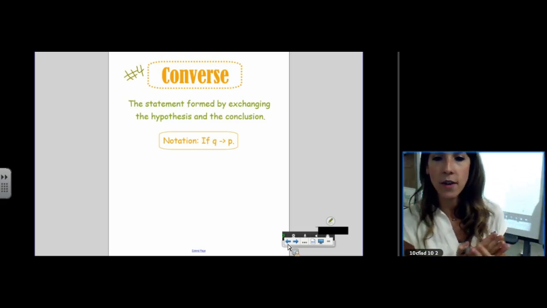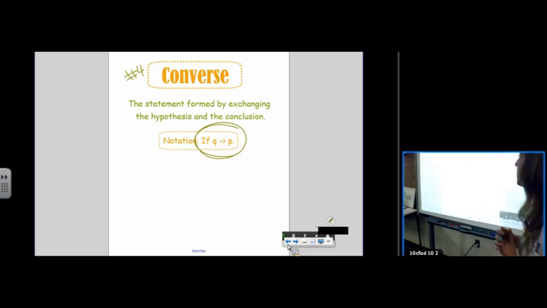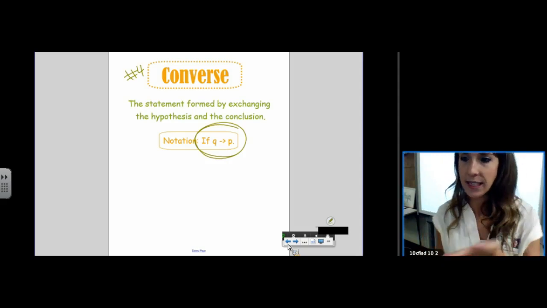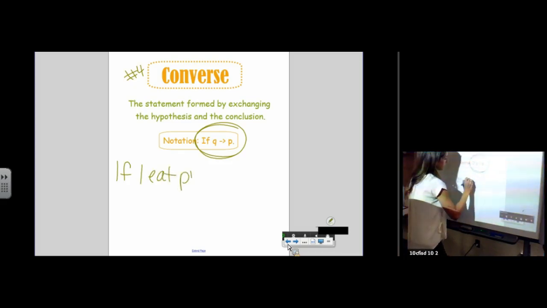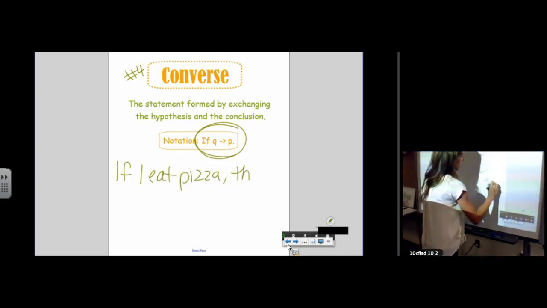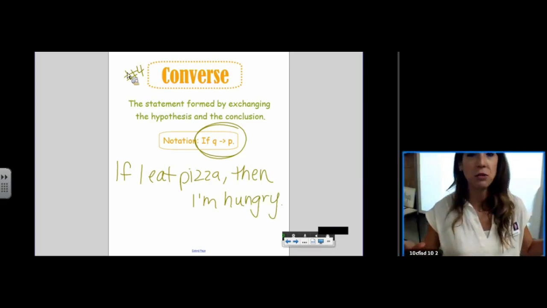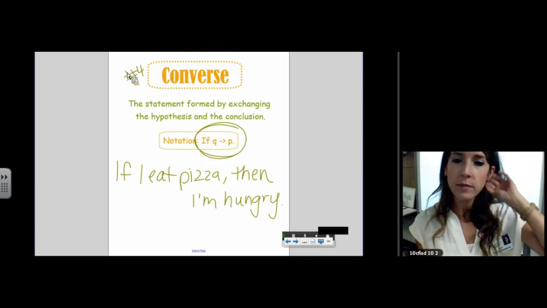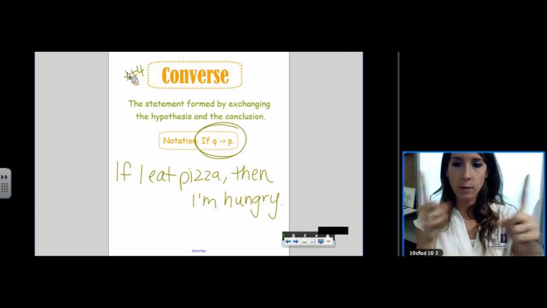Okay? So, converse. If Q, then P. That's the notation. So, in our example, if I'm hungry, then I eat pizza. The converse would be, if I eat pizza, then I'm hungry. Remember, I'm not saying whether it's true or false. It does not have to be true to be a converse. It's simply a statement. If I eat pizza, then I'm hungry. All we did was take the hypothesis and conclusion and reverse them.